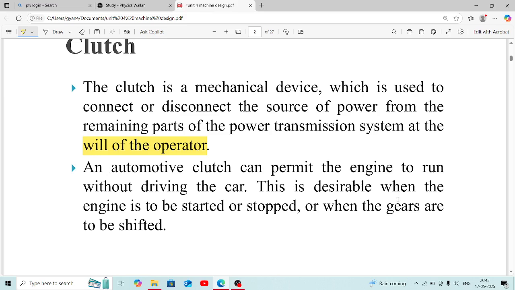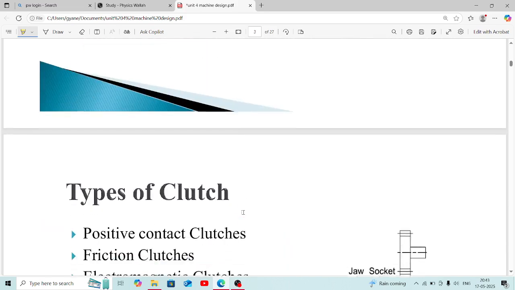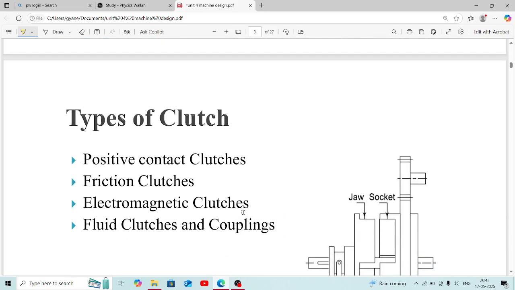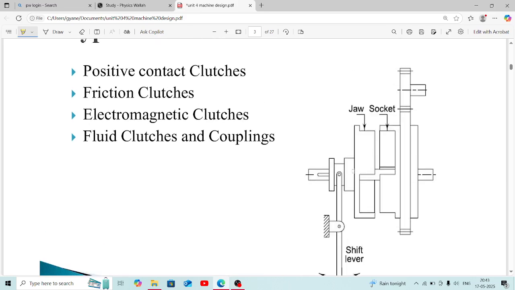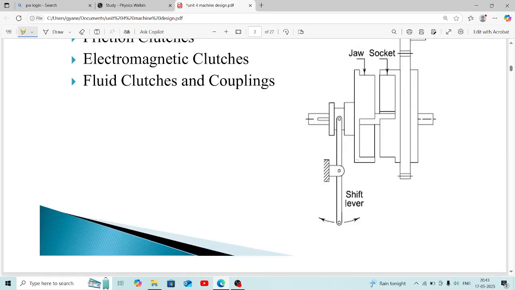This is desirable when the engine is to be started or stopped, or when the gears are to be shifted. So there are mainly four types of clutch: positive contact clutch, friction clutch, electromagnetic clutch, and fluid clutch and coupling. We have covered what a coupling is in an earlier class. This is a diagram of a clutch, showing how the arrangement of the setup looks.